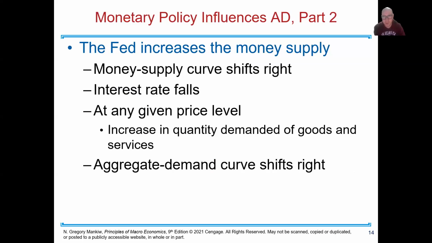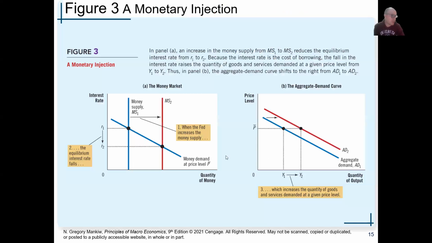If the money supply curve shifts to the right, interest rates will come down. At any given price level, there will be an increase in the quantity demanded. The aggregate demand curve will shift to the right. And here we see that graphically. Interest rates come down, demand goes up. There's a shift in the money supplied by the Federal Reserve, which is why it's still vertical. Which of course leads to a shift in the aggregate demand. Price comes down, demand goes up.